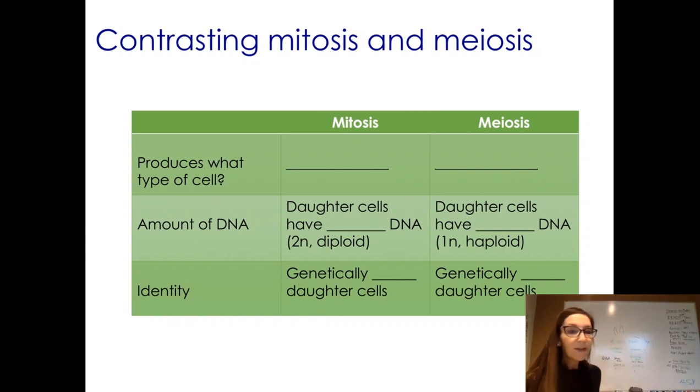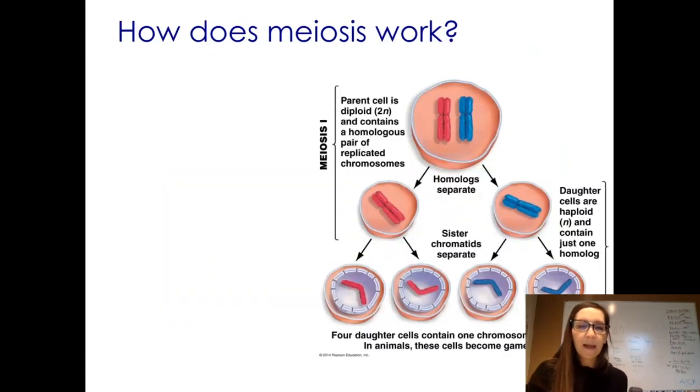The identity of the daughter cells: in mitosis, you're producing genetically identical daughter cells, or you should be. And in meiosis, we're creating genetically diverse cells. These are going to be cells that have a variety of different alleles, right? Okay, so how does meiosis work?